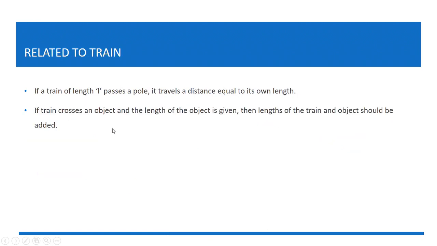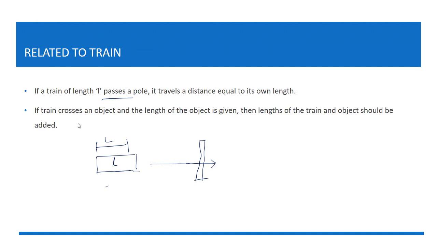Okay. Now let us go with the train-related problems. In the case of a train, what happens? If a train of length L passes a pole, it travels a distance equal to its own length. Say, for example, this is a pole, right, and this is a train, right? The length of the train is L. If the train passes this pole, then the distance travelled or covered by the train is the length of the train itself. That is going to be the distance, right?